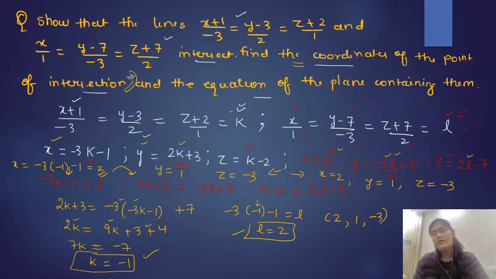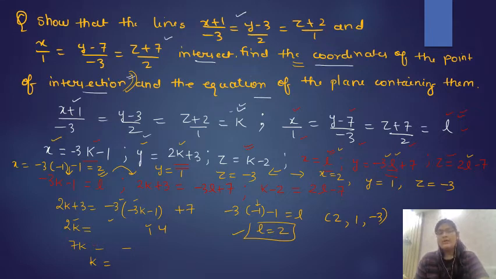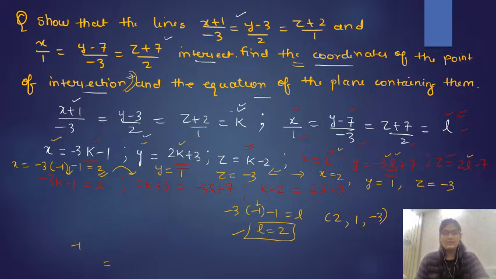Intersection. Now about the equation of plane. You need to remember that in order to find the equation of a plane from the equations of two lines, what you are supposed to do is take the determinant of these two lines and put it as 0.